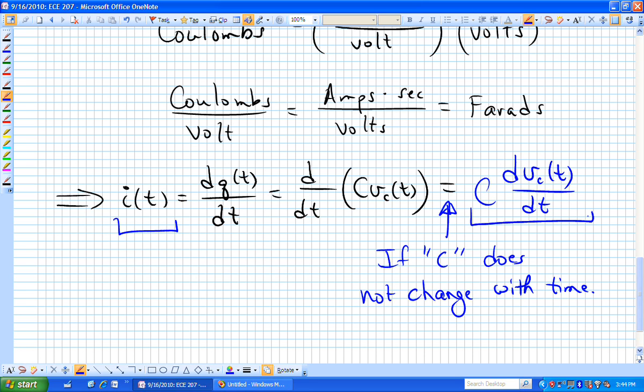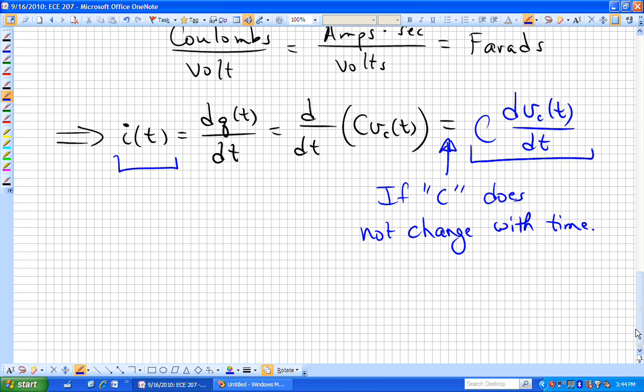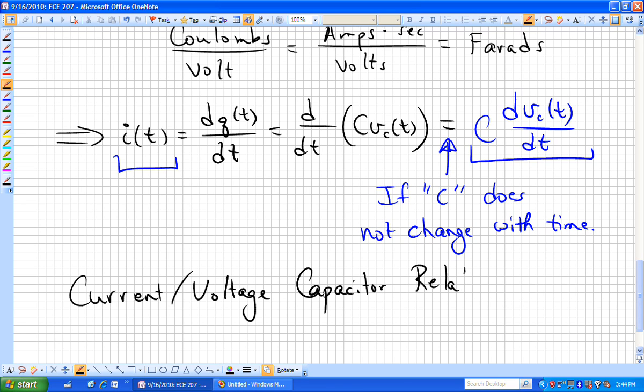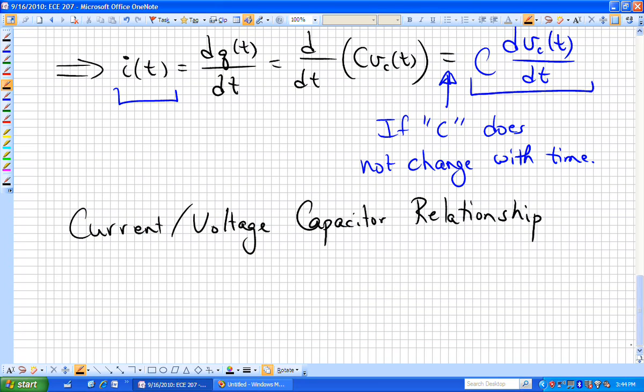Just like V is equal to IR. That's our current voltage relationship of a resistor. Now we have determined a current voltage relationship of a capacitor. And if you want, you can now draw this picture that's similar or consistent with the resistor picture that we've used before. The current voltage capacitor relationship is I sub C of t is equal to C dV sub C of t dt.